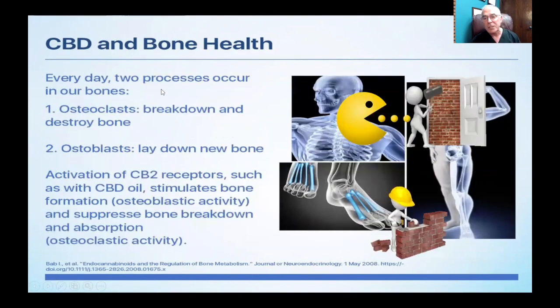There are two processes that occur in the bones. There's a breakdown of bone that's done by these little guys called osteoclasts. And think of them like little Pac-Man. They break down the walls, they break down the structures of the bone, and they just chew them up like little Pac-Man. And that's the osteoclasts. Then you have the osteoblasts, which are another group of cells that lay down new bone. They lay it down, they form the new bone, and they build it up.